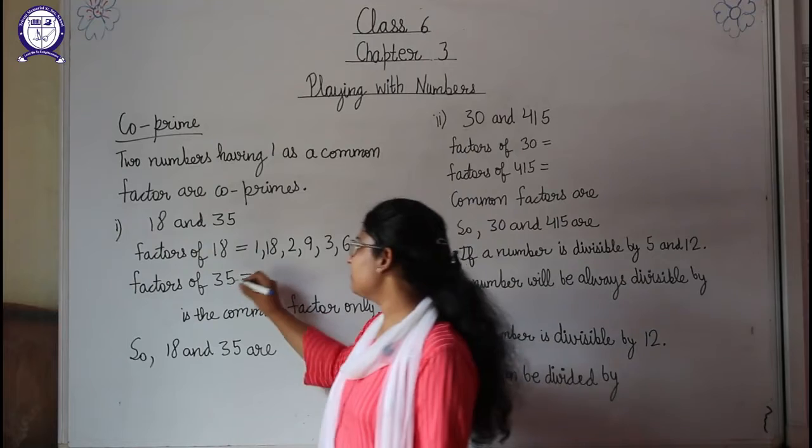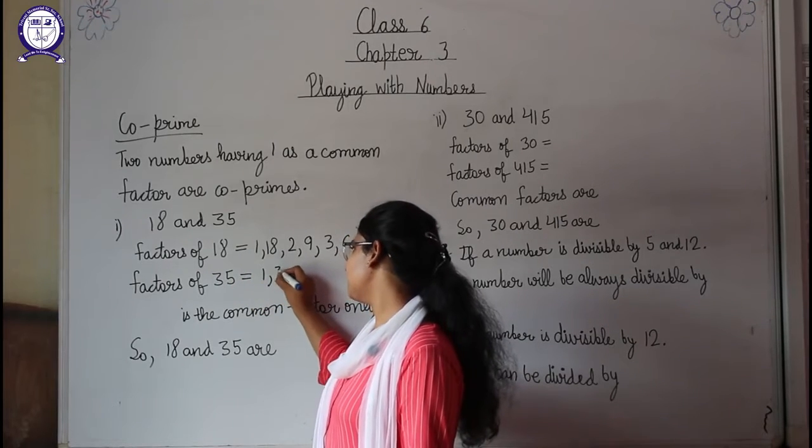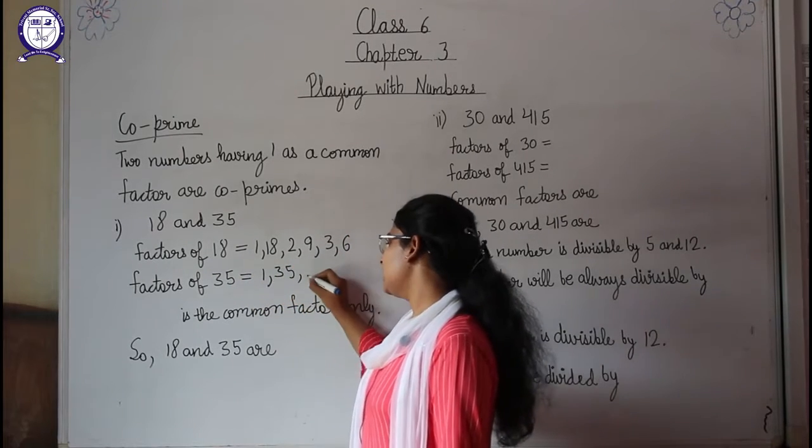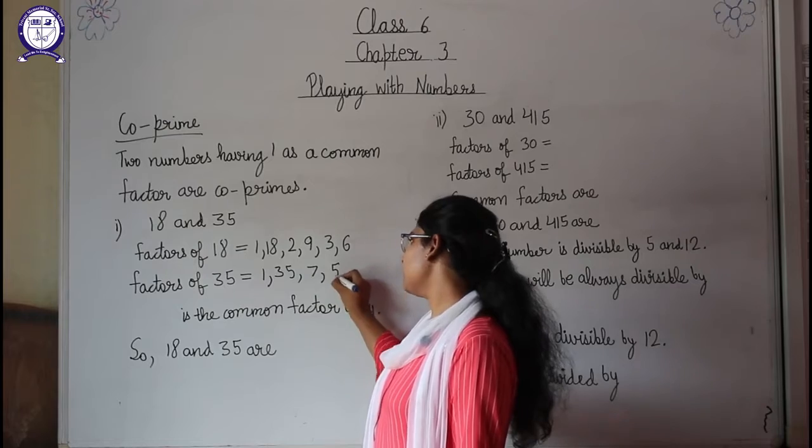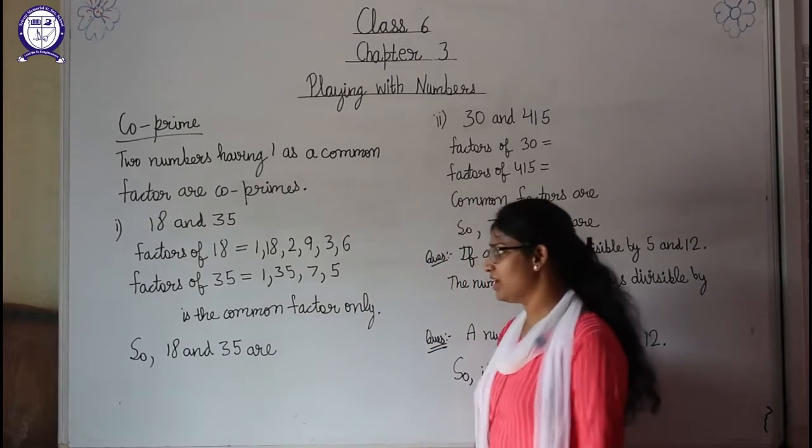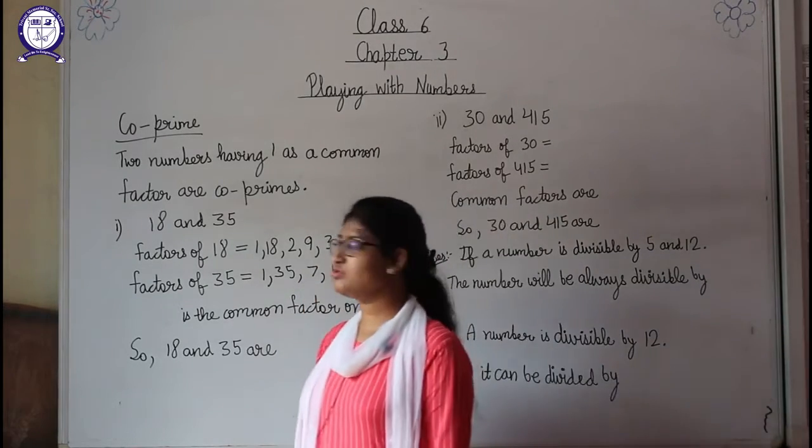Okay, now we will check the factors of 35. 1 and 35 will be the factors. Then 7 5s gives us 35, so 7 and 5 are the factors. Okay, so these will be the factors of 35, students.